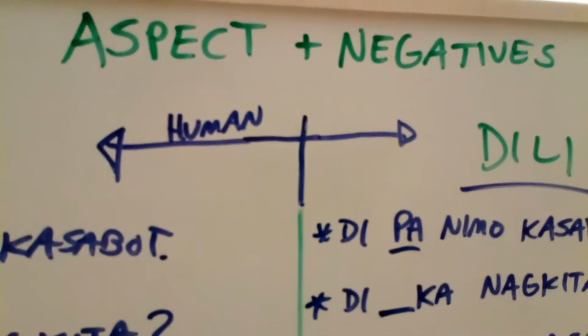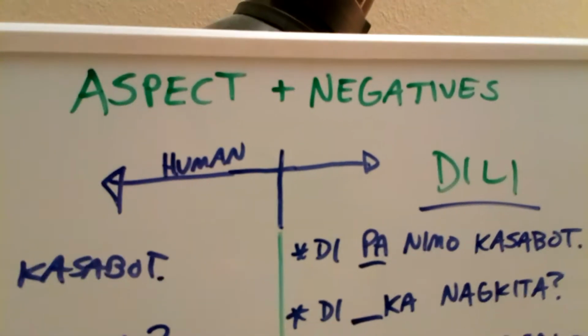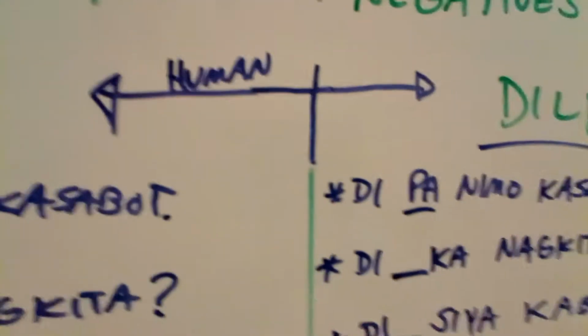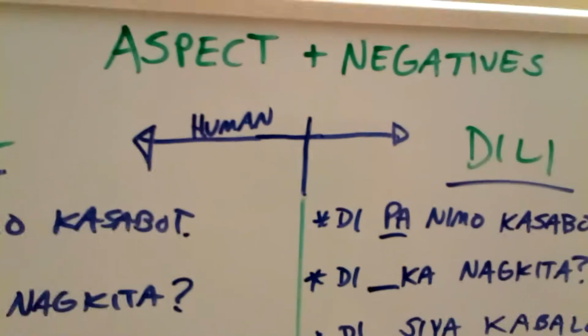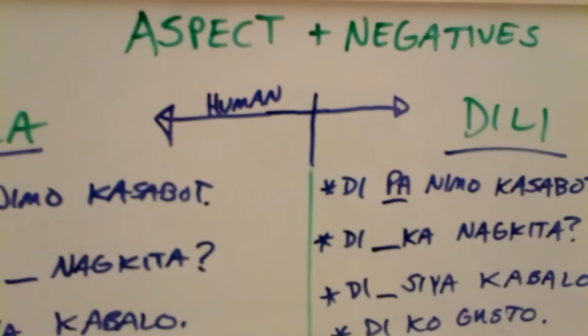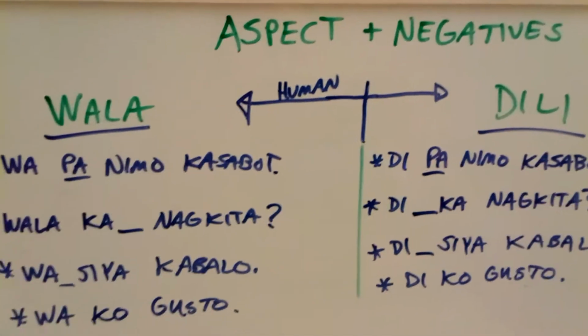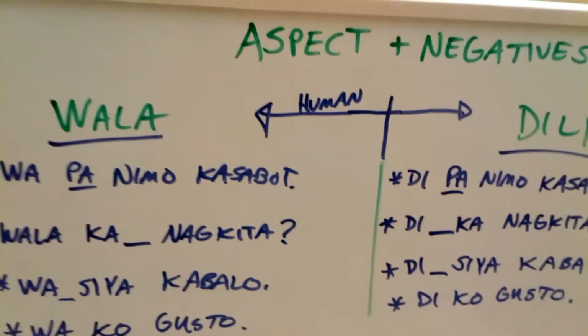Okay, this video is going to be focusing again on the negatives though. So let's talk about negatives and how they're related with completed and not completed actions. So our two negative words are wala and dili, right?